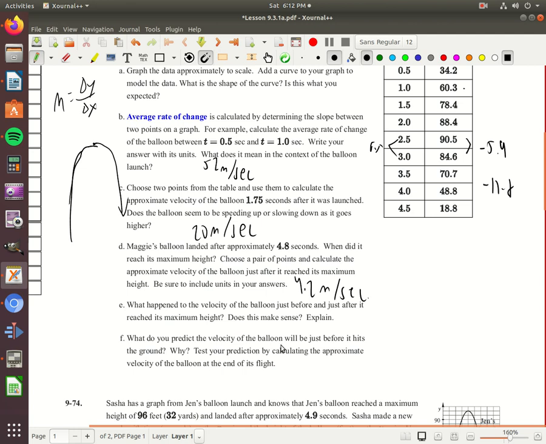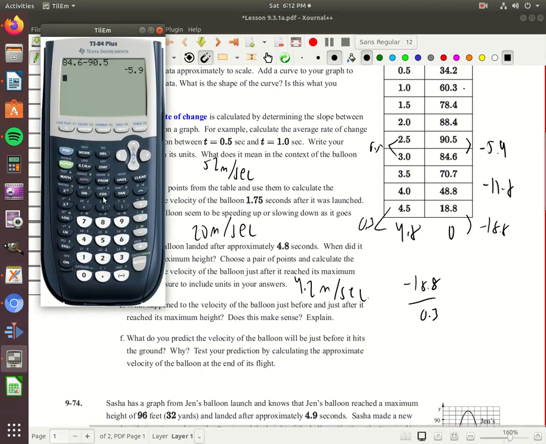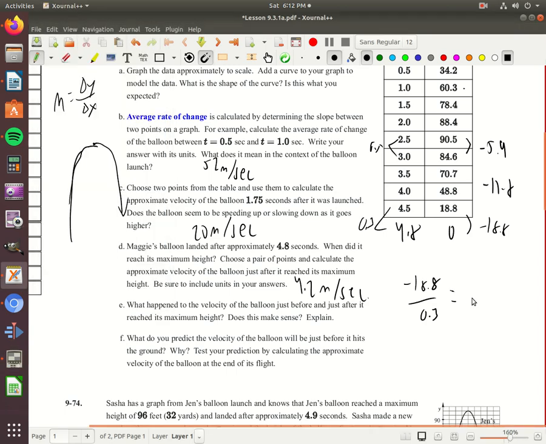What do you predict the velocity of the balloon will be just before it hits the ground? Well, it's kind of interesting. There's 2 ways. They told us it landed at 4.8, so we could make another data point and say negative 18.8 and 0.3, and divide negative 18.8 by 0.3. We could do that if we wanted. So negative 18.8 divided by 0.3, we're going to get negative 62 meters a second.